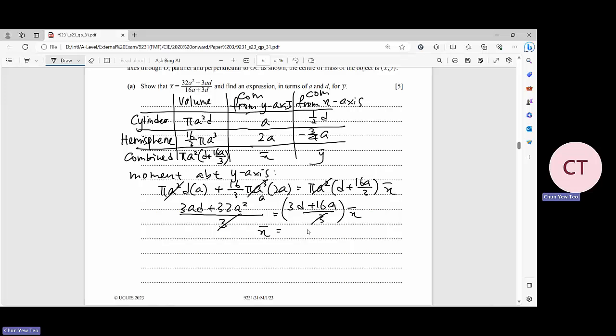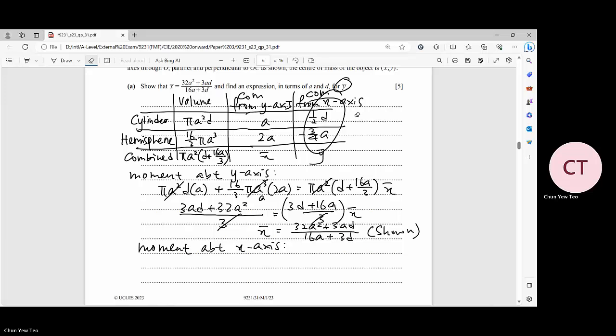So therefore your bar x will be 32a square plus the 3ad divided by 16a plus the 3d, as shown as the question stated. Okay, so this one is done for the bar x. So now we want to go for the bar y. In order to go for the bar y, just take the moment, similarly, about the x-axis. So you just need to multiply volume, multiply with this.